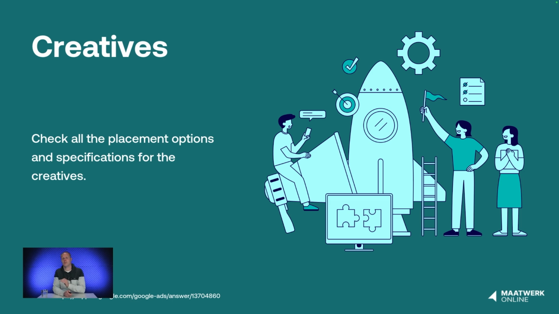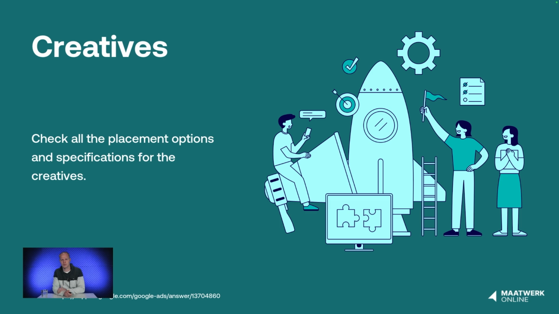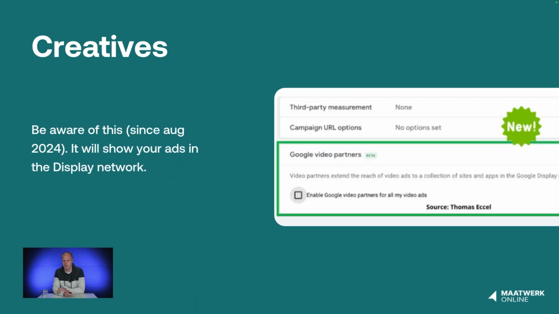Regarding the creatives, make sure to check all the placement options and specifications you have for the creatives. That's really easy in the interface. For example, here you can see it's a Dutch ad, but you see how the ad looks in the Discover feed, and you can click on YouTube or Gmail to see how it will look on those platforms. So make sure to check all the placement options and the specifications for those creatives.